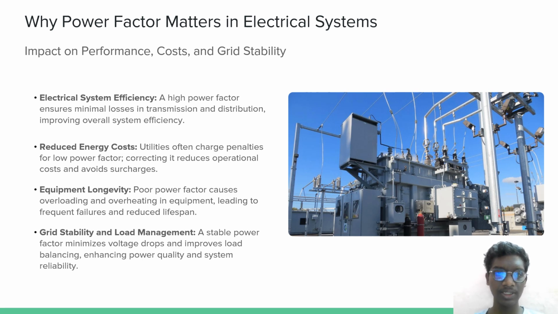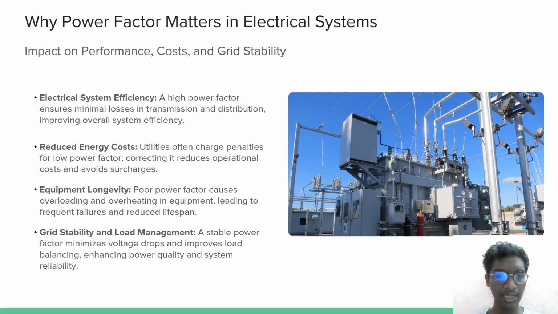Electrical system efficiency. A high power factor ensures minimal losses in transmission and distribution, improving overall system efficiency. Reduced energy cost. Utilities often charge penalties for low power factor. Correcting it reduces operational cost and avoids surcharges. Equipment longevity. Poor power factor causes overloading and overheating in equipment, leading to frequent failures and reduced lifespan.